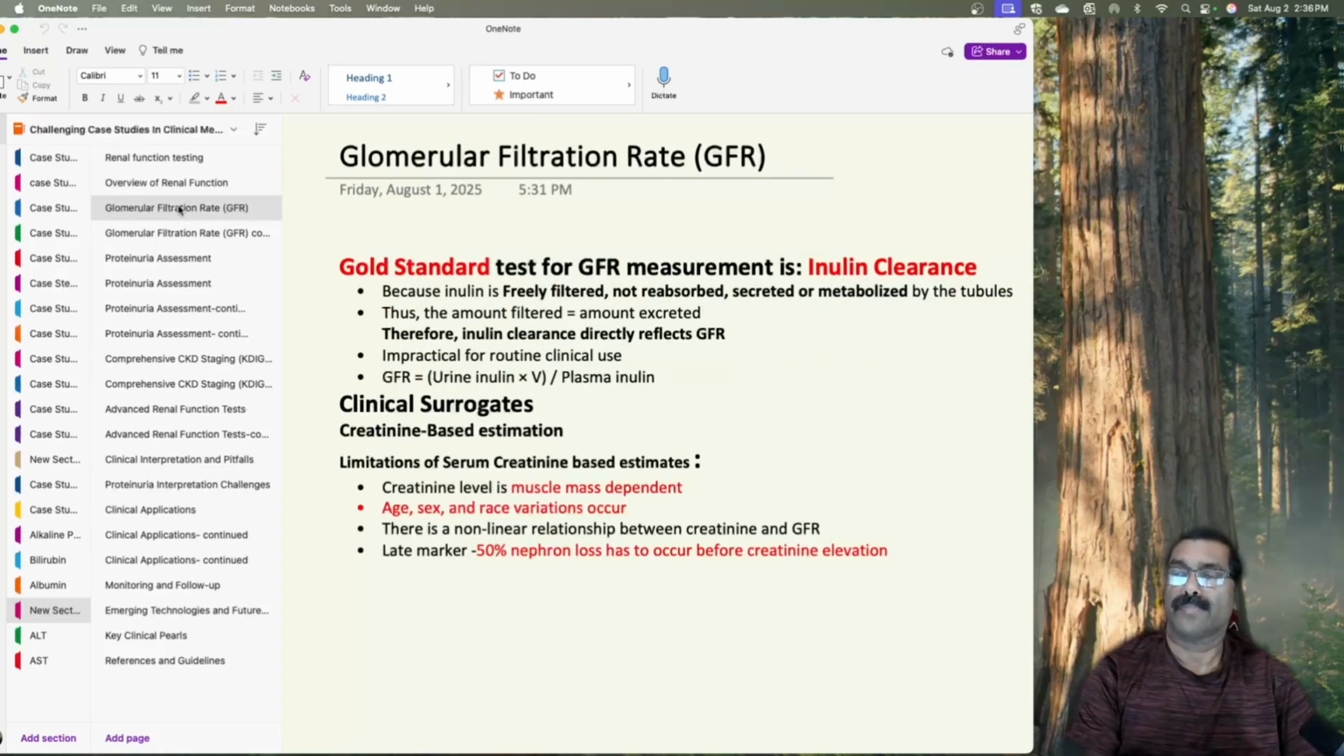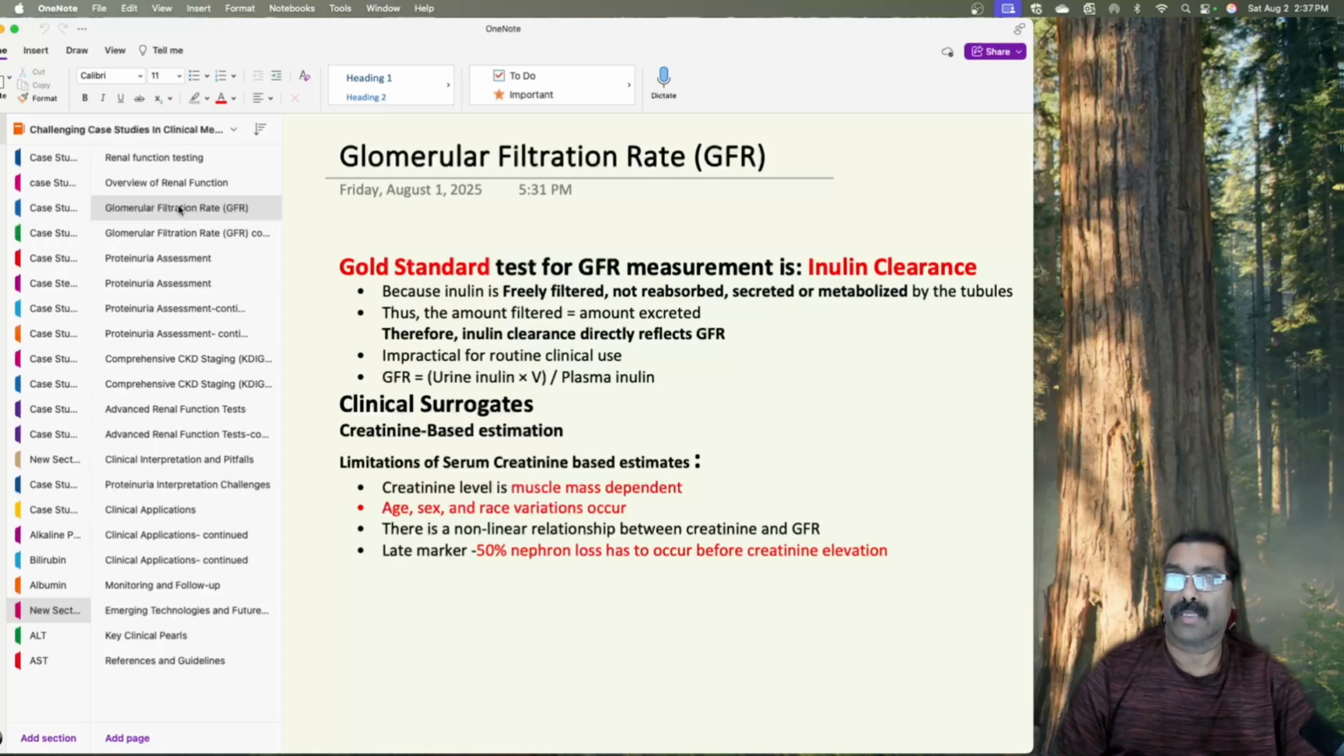Glomerular filtration rate. The gold standard test for GFR measurement is inulin clearance. Why inulin? Because it is freely filtered, not reabsorbed, secreted, or metabolized by the tubules. Thus, the amount filtered equals the amount excreted. Therefore, inulin clearance directly reflects GFR. Impractical for routine clinical use. The equation to calculate GFR using inulin is urine inulin times urine volume divided by plasma inulin.